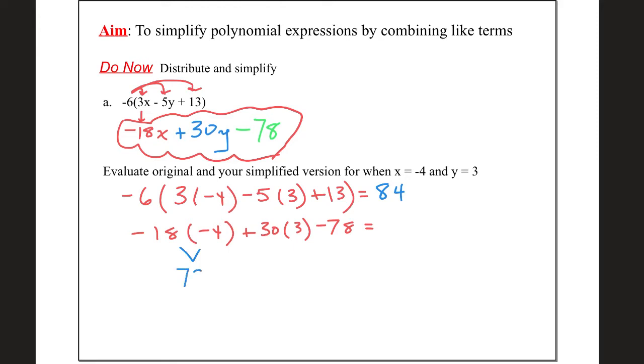Hopefully not. So that's going to be 72 plus 90 minus 78. That's going to be 162. And again, you could type this all into your calculator. And 162 minus 78 is going to be 84. Like I said, this isn't a foolproof system. We could have actually still made a mistake somewhere and they worked out. Maybe we just got lucky or something. But what we just showed is the original expression and what we wrote, the -18x plus 30y minus 78, are equivalent through checking by evaluating.